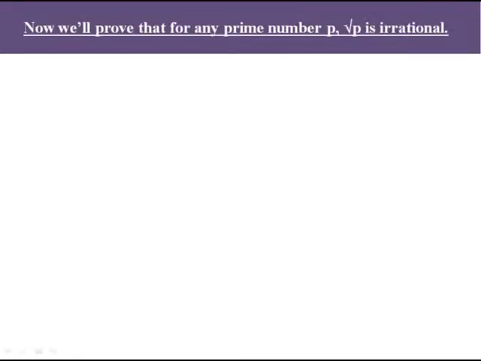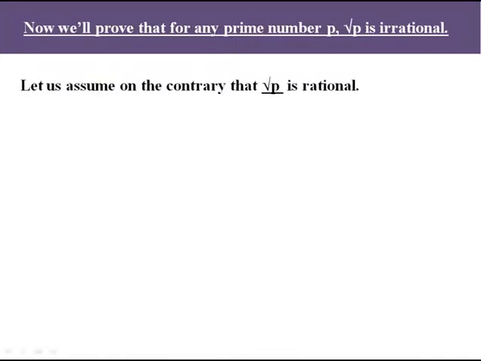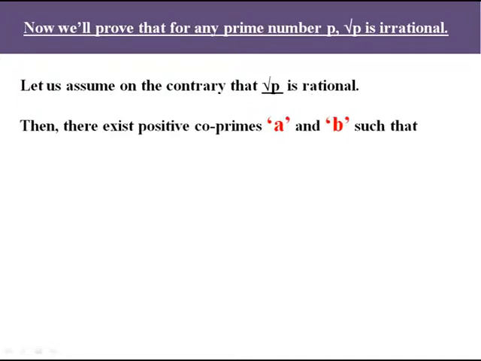Next, we will generalize our earlier problem and prove that for any prime number p, root p is irrational. Again, let us assume on the contrary that root p is rational. Then there exist positive coprimes a and b such that root p is equal to a divided by b. Squaring both sides, we get p is equal to a square divided by b square. Cross multiplying, we get b square into p is equal to a square.